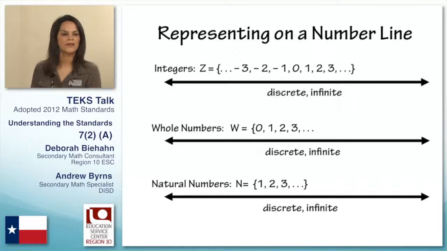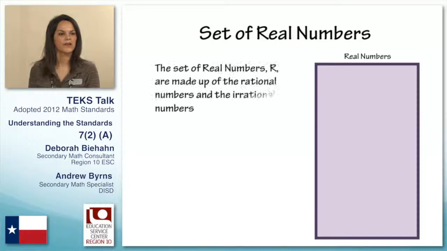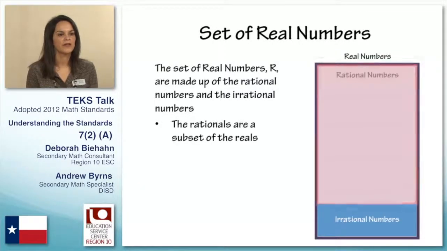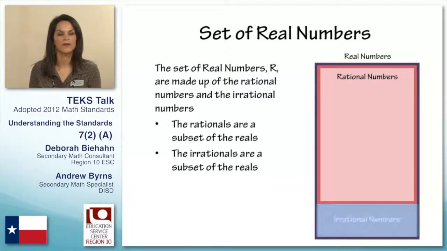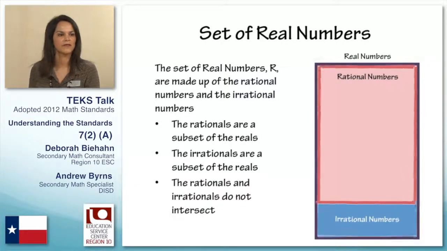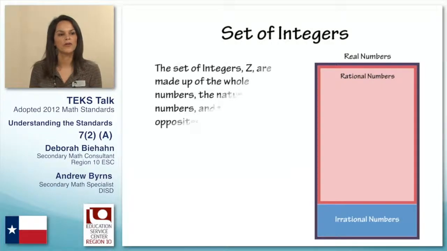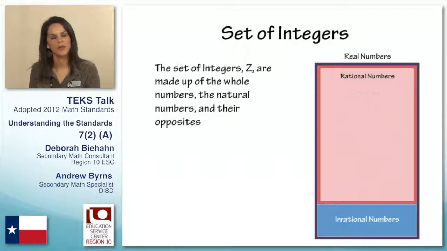In 7.2a, students are going to need to know the relationships between the number sets. The set of real numbers are made up of the rationals and irrationals. The rationals are a subset of the reals. The irrationals are a subset of the reals. Again, the rationals and irrationals are mutually exclusive. They're disjoint sets. The set of integers are made up of the whole numbers, the natural numbers, and their opposites.